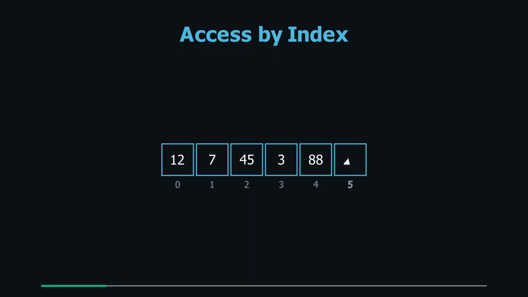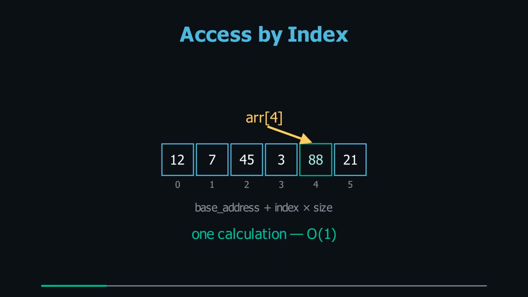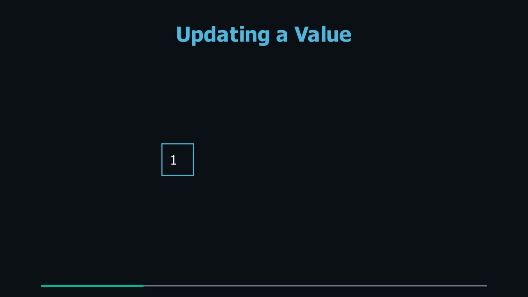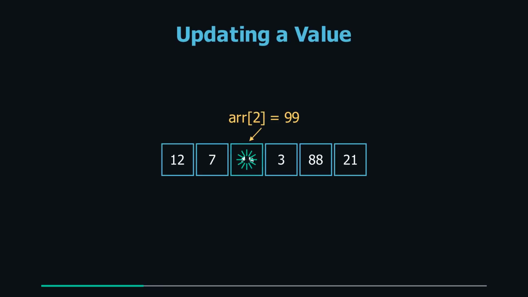Because the layout is so predictable, the computer can jump straight to any element instantly, just by doing a little math on its position. This is O(1), constant time. Updating an element works exactly the same way. Find the address, overwrite the value. Also O(1), no matter how big the array is.